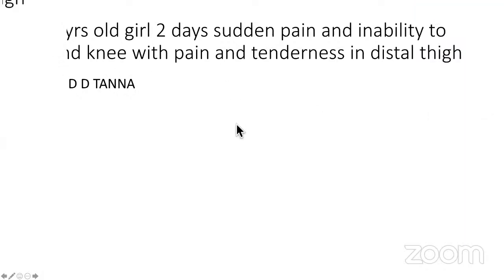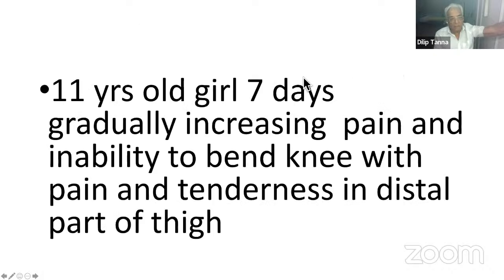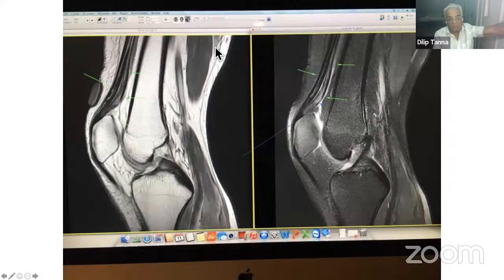This is a very peculiar case. I do not know what was wrong with her. An 11-year-old girl, 2 days of sudden pain and inability to bend the knee, with tenderness in the distal thigh. 7 days of gradually increasing pain and inability to bend the knee, with pain and tenderness in the distal part of the thigh. This was the X-ray and this was the MRI.